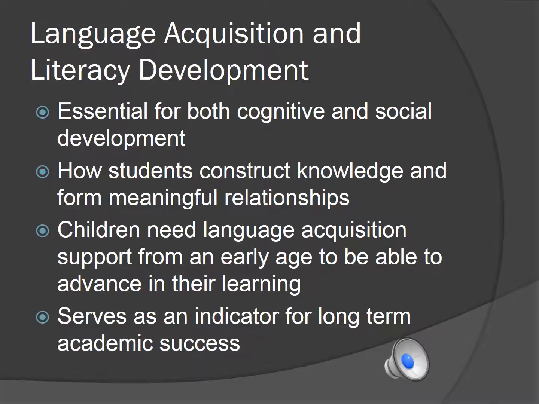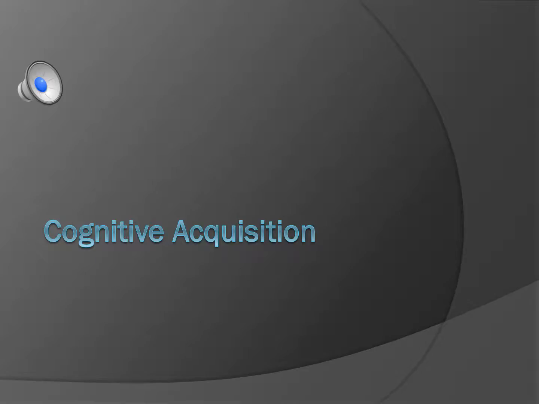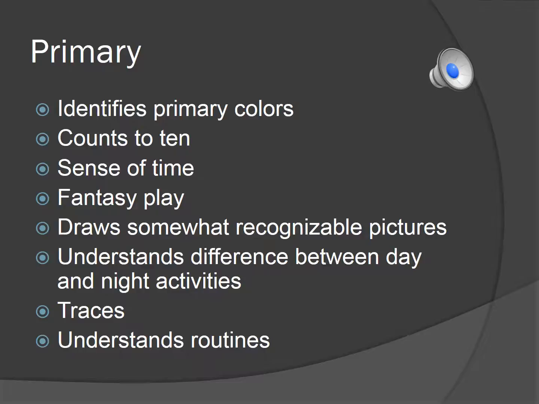And it also serves as an indicator for long-term academic success. Next are the stages of cognitive acquisition. So the first stage in the primary stage of cognitive acquisition: children are able to identify primary colors. They can count to 10.